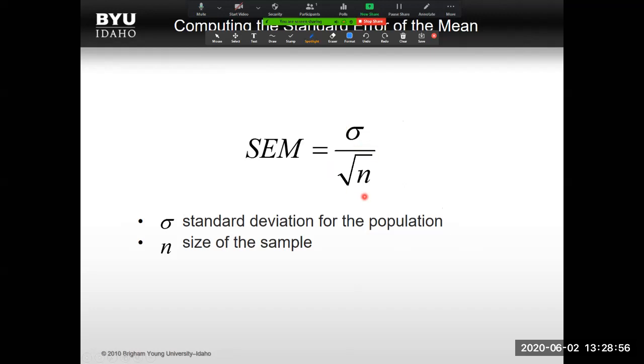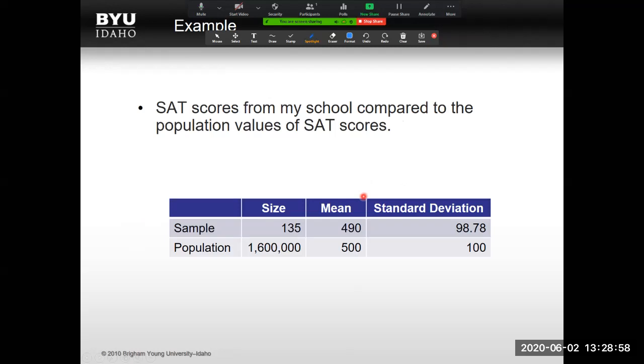Don't worry, you don't have to do this by hand. We can do it in R. So let's say that for the SAT, the population mean score is 500 with a standard deviation of 100. My class of 135 people, let's say they had a mean of 490 and a standard deviation of 98.78. And I want to know, did my class do better than everybody else?